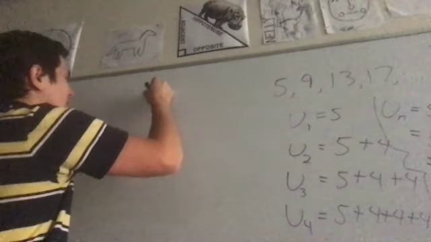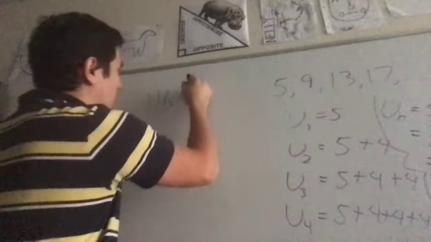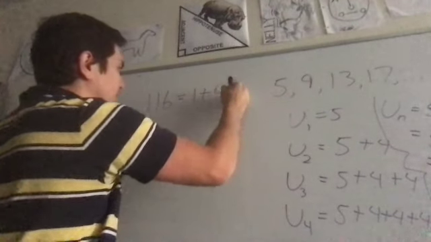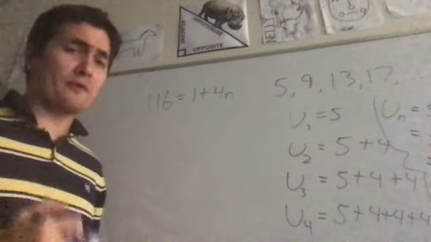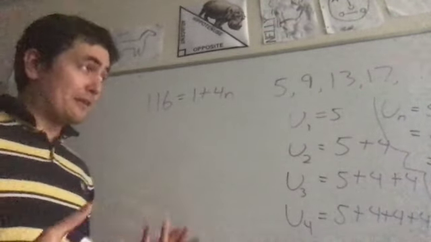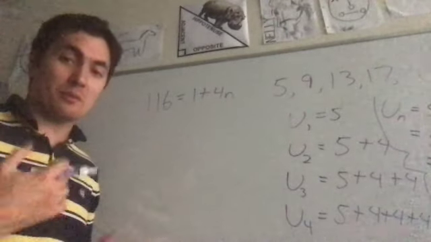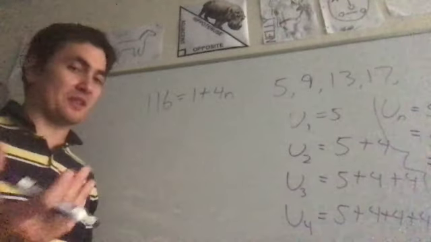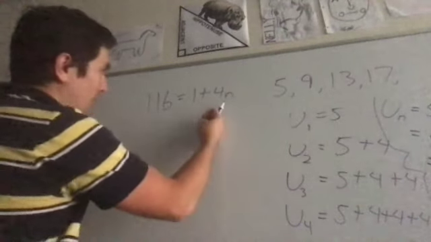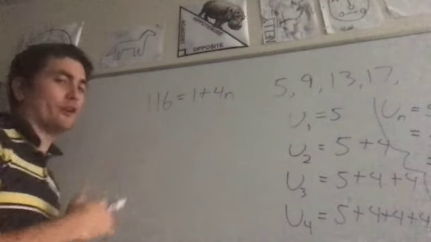Another way to do it is to say, all right, well, if it is in this sequence, then it has to be of the form 1 plus 4n, where n is a whole number. It could be 1, 2, 3, 4, 5, 6, 7, 8, 9, 10. The reason why we use the letter n is because n stands for a natural number, which is represented by the positive integers, 1, 2, 3, 4, 5, 6, 7, and so on. If n is equal to a positive whole number, we're good.